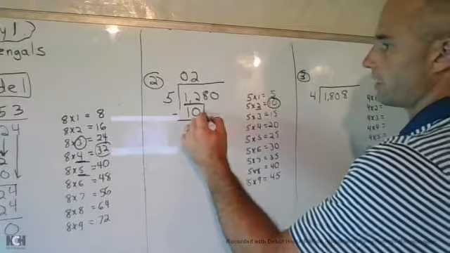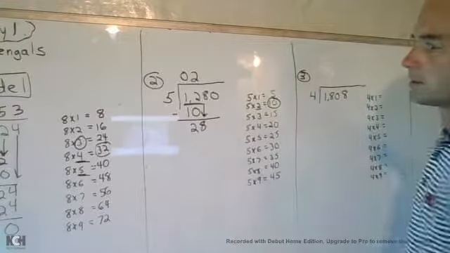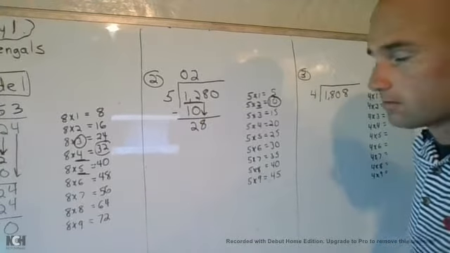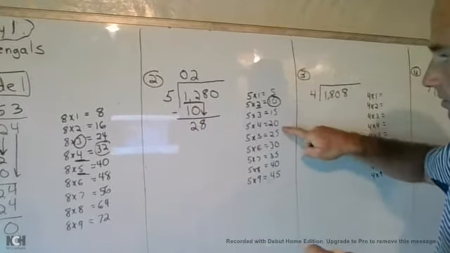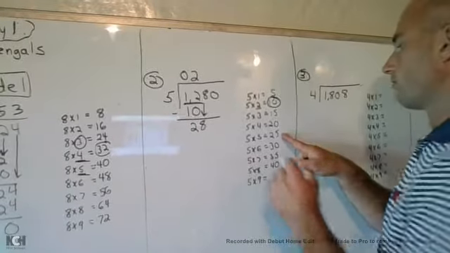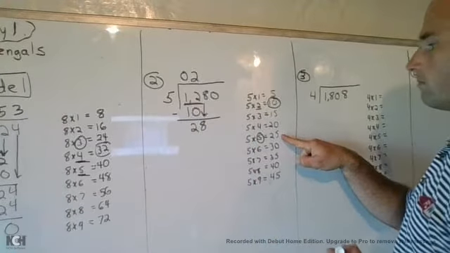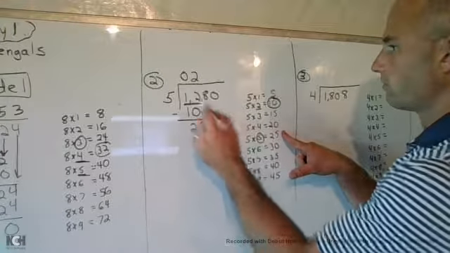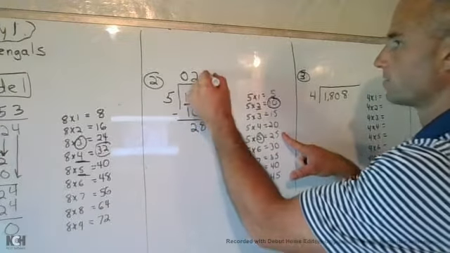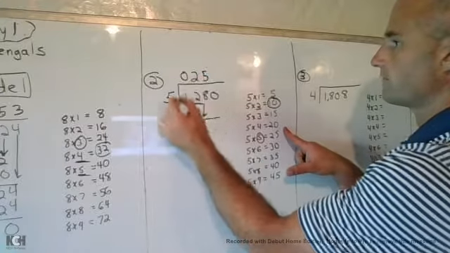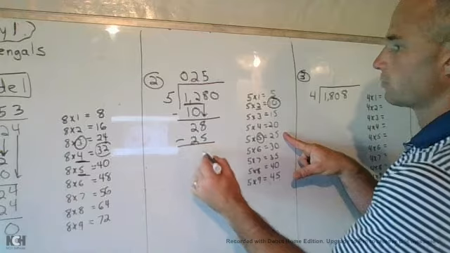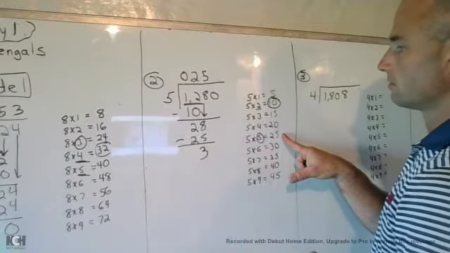Now I'm going to bring down my 8 from the tens place. How many 5s are going to go into 28? Let's take a look here. Oh, 5 of them. Closest I can go to 28 without going over is 25. So 5 5s go into 28. 5 times 5 equals 25, as you can see here. Then I subtract, I get 3.